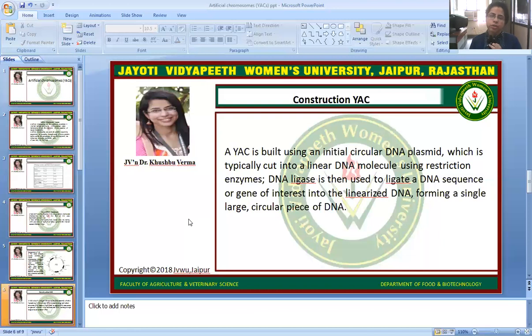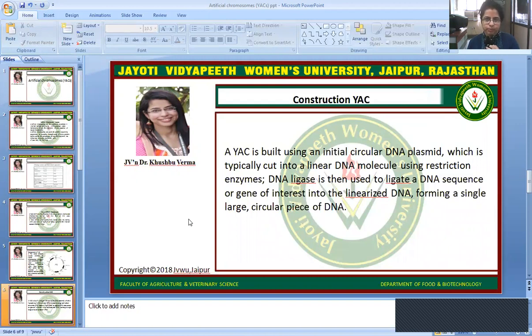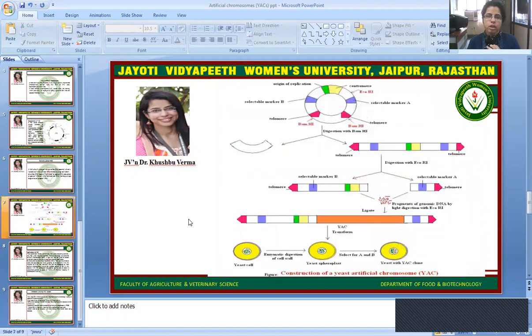Now we come to the construction of YAC. A YAC is built using an initial circular DNA plasmid, which is typically cut into a linear DNA molecule using restriction enzymes. Then DNA ligase is used to ligate a DNA sequence or gene of interest into the linearized DNA, forming a single large circular piece of DNA molecule. Here we can see a flow diagram which makes the process of YAC understandable, for inserting DNA molecules and then transforming them into yeast cells.